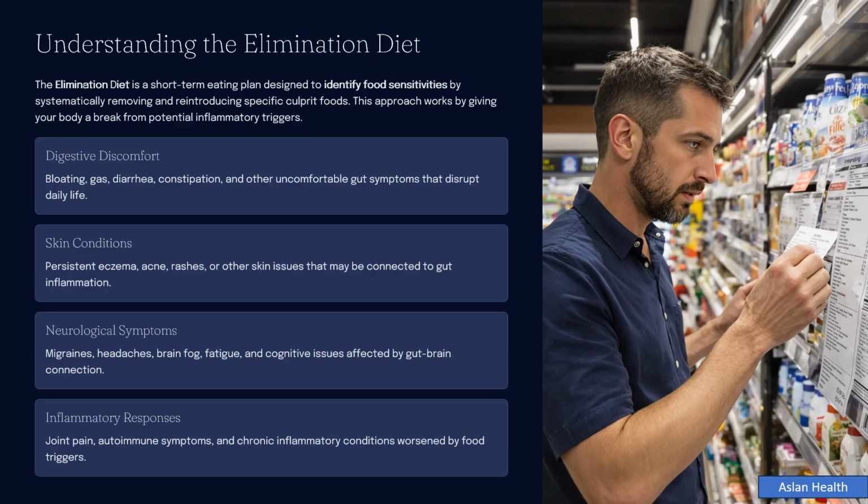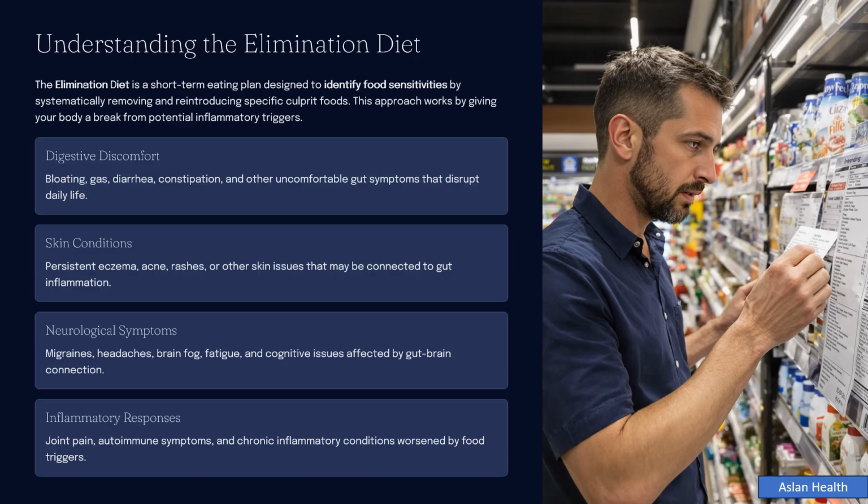GI discomfort, which can be in the form of gas or bloating, diarrhea, constipation, symptoms that disrupt your daily life and make you uncomfortable. It can also be used for skin conditions related to allergy. So persistent eczema or rashes, acne, histamine release is a common one. You get those red rashes all over because you're eating something that your body's reacting to. It's connected to your system in general by gut-related inflammation and response. The next would be migraines or joint pain, those sorts of things.